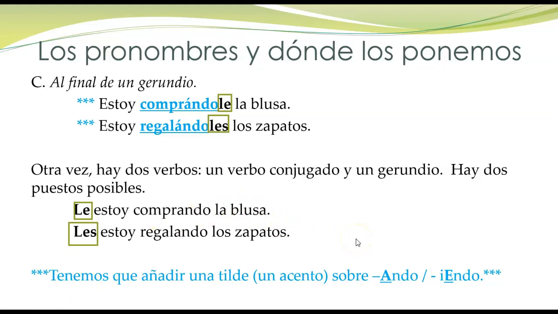Okay. Well, that's the explanation for indirect object pronouns. Remember, they answer the question to whom or for whom something is done.